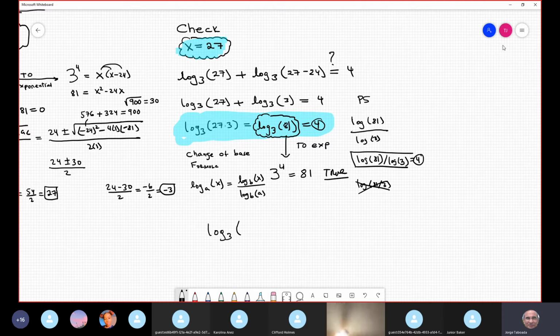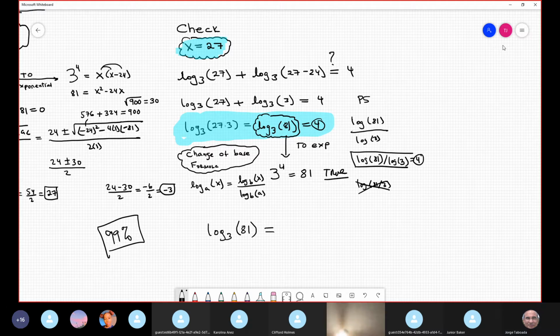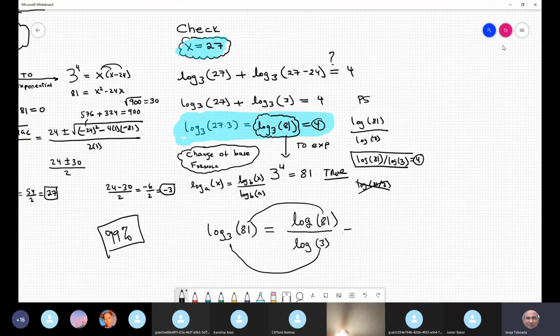Logarithm base 3 of 81. Entonces, the problem is, we can compute this in the calculator, yes, but it's a little bit sophisticated because you need to apply the change of base. 99% of calculators have a standard logarithm, common or natural, never base 3. Some calculators, yes, the majority, no. So to use the calculator, you apply the formula: log of 81 divided by log of 3. 81 is this guy, 3 is this guy, and you get 4.